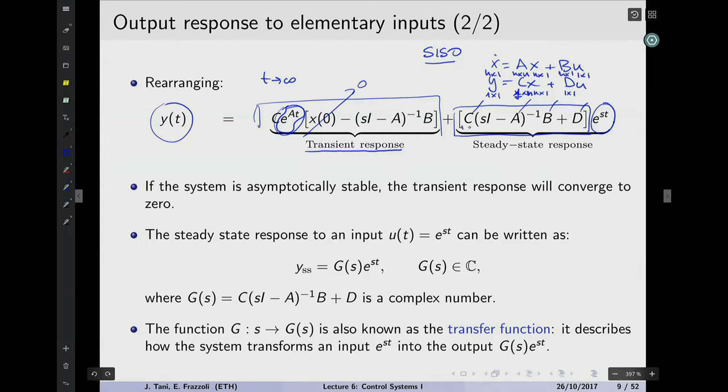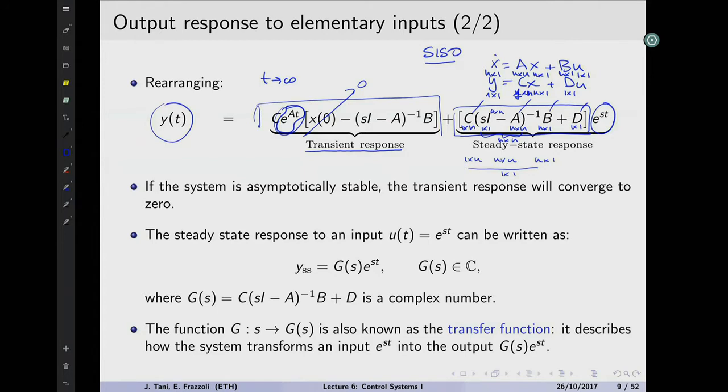So if you look at this, you get C that is a 1 by n, s is a number, 1 by 1, A is an n by n. Of course, I here is an identity matrix, n by n, to make the dimensions compatible. B, we said, is an n by 1, D is a 1 by 1. If you do the multiplications, you see that this whole thing becomes a 1 by n, by an n by n, by an n by 1. This is a 1 by 1. It's the transfer function, this apparently complicated thing. All it is, it's a number that is a function of s, okay?